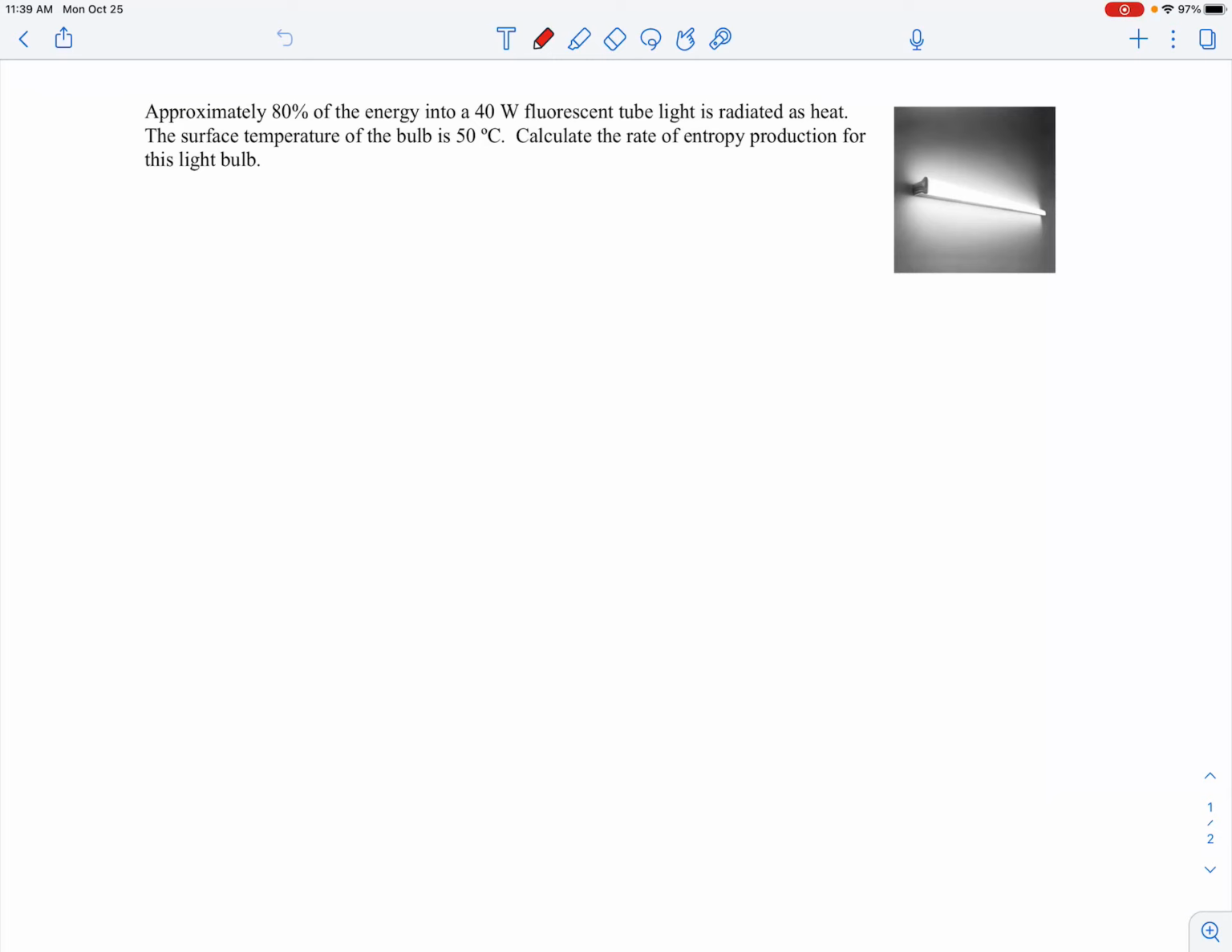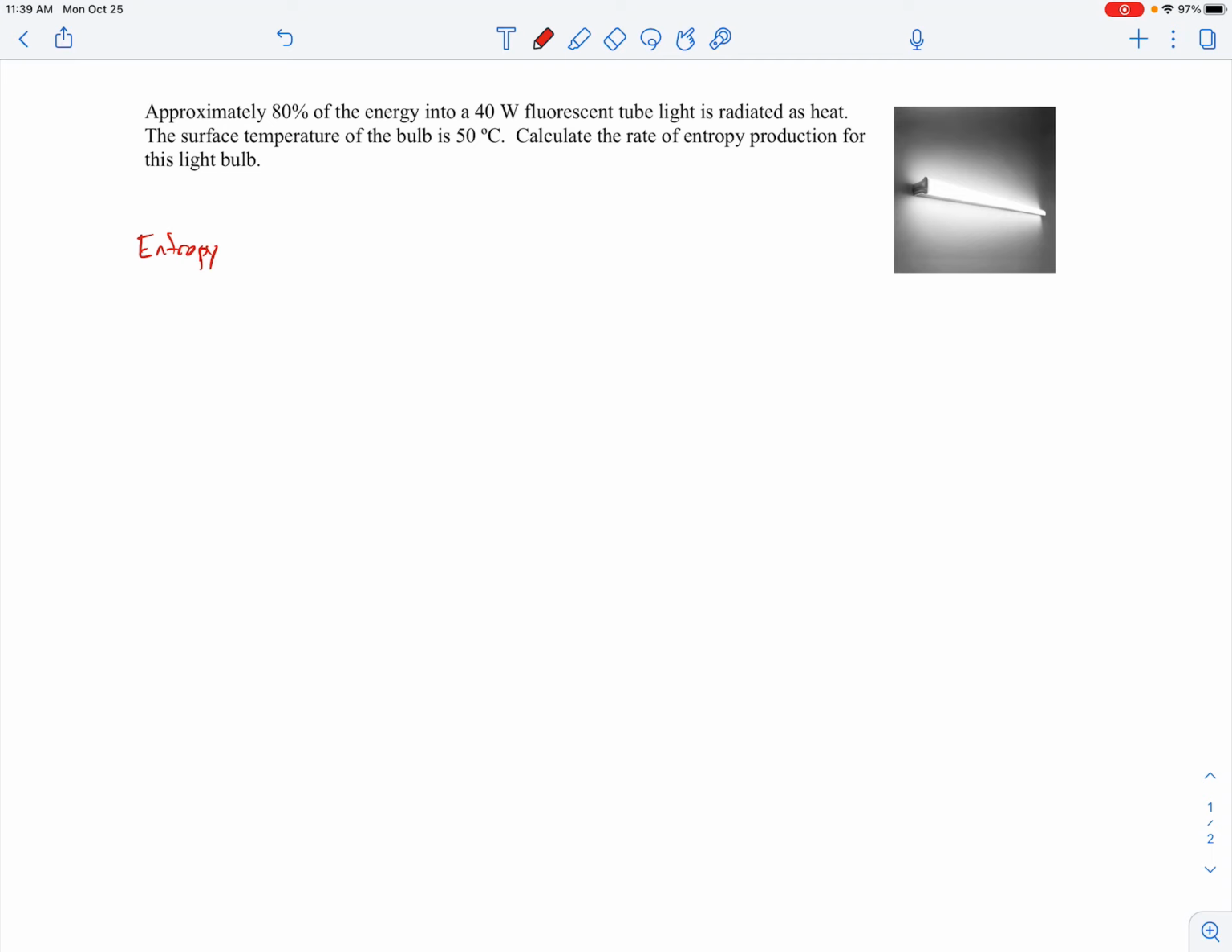Here we're told that 80% of the energy from a 40-watt fluorescent light tube is radiated as heat. The surface temperature of the bulb is 50 degrees C. Calculate the rate of entropy production for this light bulb. To do this, we're going to make use of the entropy equation.